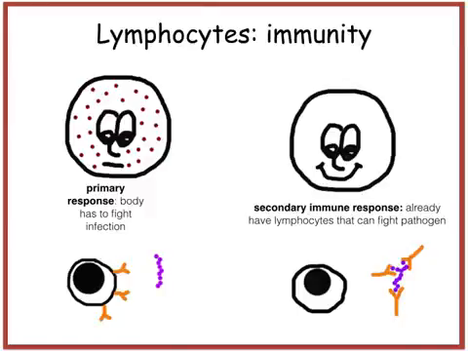If you have a look at these two pictures, you can see that when you first come in contact with a pathogen, your body has to make the lymphocytes, so this takes time. That's why you get the symptoms. But when you come into contact with the same pathogen again, your body already has lymphocytes that can fight off the pathogen before you feel the symptoms. So we call that a secondary immune response.